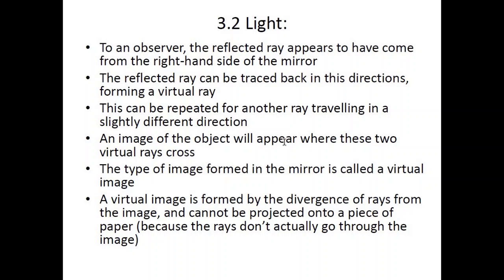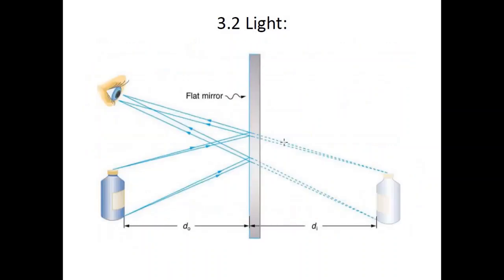The type of image that is formed is called a virtual image. A virtual image is formed by the divergence of rays from the image and cannot be projected onto a piece of paper because the rays don't actually go through the image. Over here, let's try to understand these points.